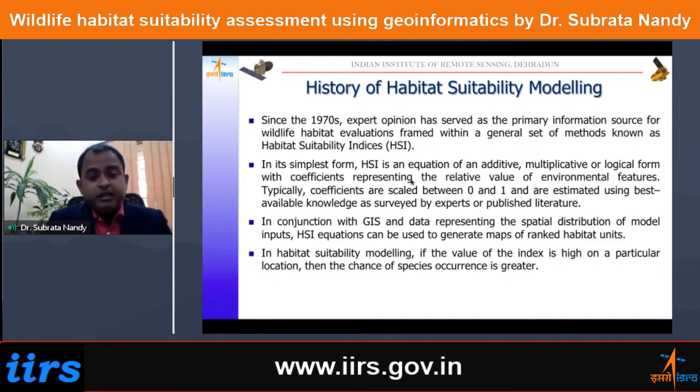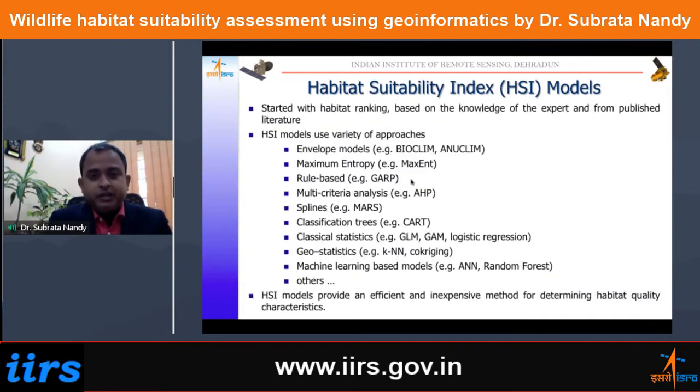In the habitat suitability model, if the final output index has a higher value at a particular location, the chance of species occurrence is greater. Now, to continue, there are many habitat suitability models that have been used, from very simple models to advanced ones. It started with habitat ranking, where based on my or the expert's opinion, a habitat, forest area, or density class is suitable for the species. Like that, habitat rankings were done earlier.